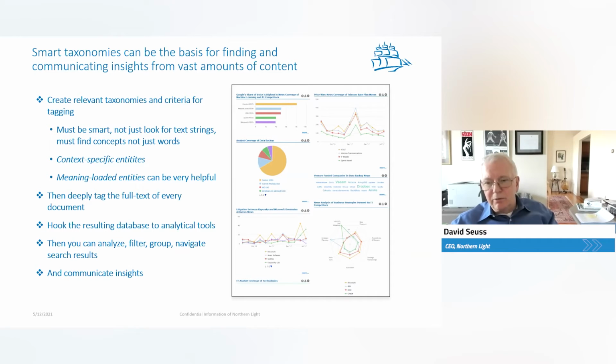Concepts or ideas that we like to use when we're developing taxonomies are, first of all, context-specific entities. So this would be tags that are industry-specific, that carry meaning or weight or importance in a particular context. So clinical trial. So phase 3 clinical trial would be an example of a context-specific entity.